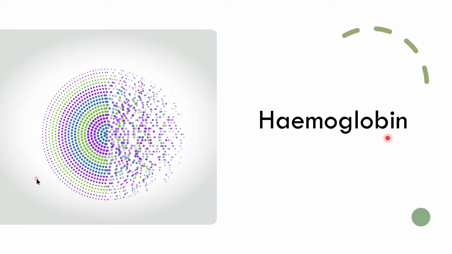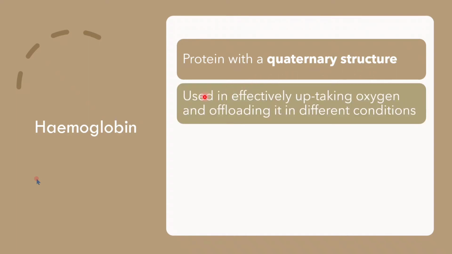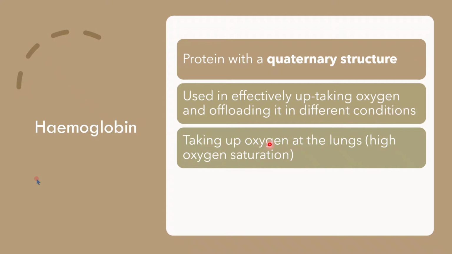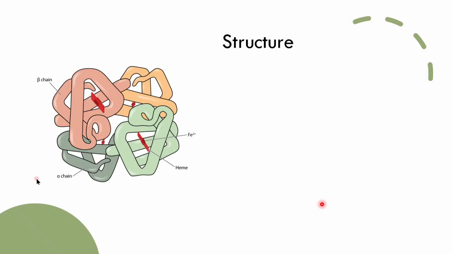Today's video is on haemoglobin. Haemoglobin is a protein with a quaternary structure, and we'll see what this means in a minute. Haemoglobin is used to effectively uptake oxygen and offload it in different conditions. So it wants to take up oxygen at the lungs, where there is a high oxygen saturation, and offloads oxygen at respiring tissues in a low oxygen saturation. So that's what this protein haemoglobin does. It uptakes oxygen in areas of high oxygen saturation and offloads oxygen at respiring tissues where there's low oxygen.